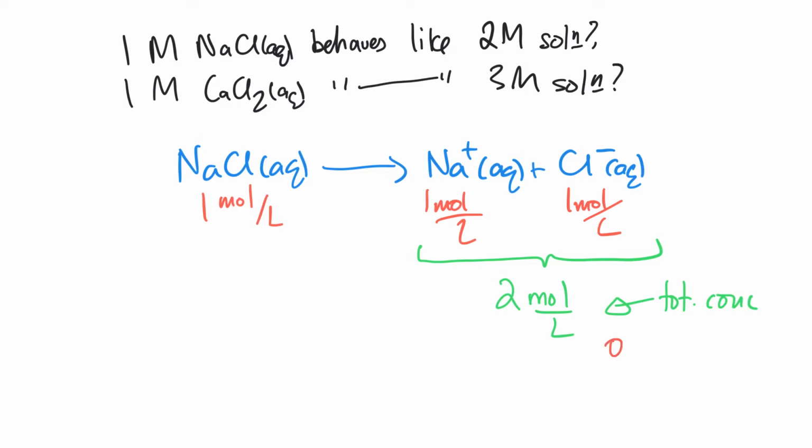We call this actually the osmolarity. So the osmolarity is the total concentration, and sometimes we write that as 2 osmolar or 2 osmol, or osmol for short. So sodium chloride behaves in many ways as if a 1 molar solution is actually 2 molar. And I bet you can guess what comes next, right? So what about that 1 molar calcium chloride? It's behaving as if it's a 3 molar solution.